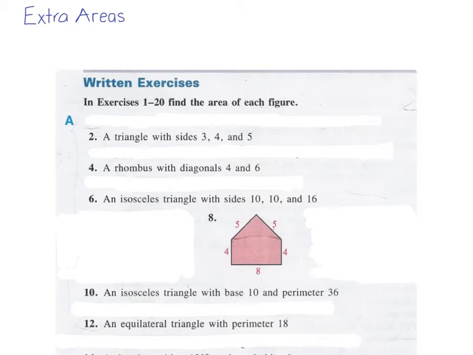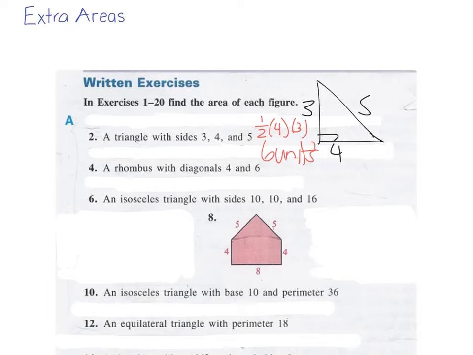All right, triangle with side length 3, 4, 5. So what do I know about a triangle that has side lengths 3, 4, 5? It's a triple, which means it's what kind of triangle? Right. It's a right triangle, okay? Which means that 3 and 4 are your base and your height. Does that make sense? Okay, so 1/2 times 4 times 3, which is 6 units squared.